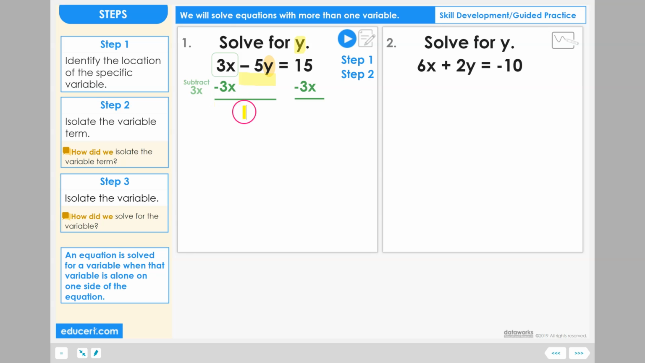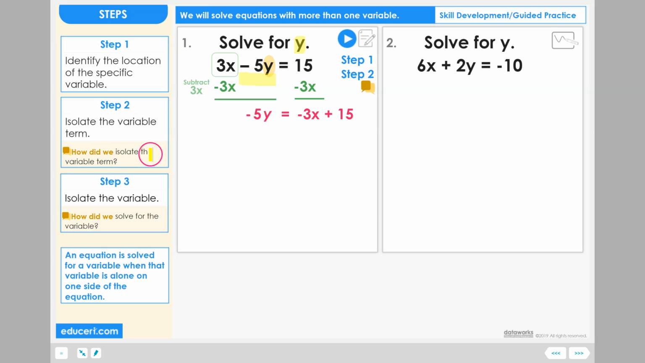We now have that negative 5y is equal to, now 15 and 3x are not like terms. So instead, we're going to need to write both of these terms without combining them. So we will write this as negative 3x plus 15. We will put the variable term before constant terms.